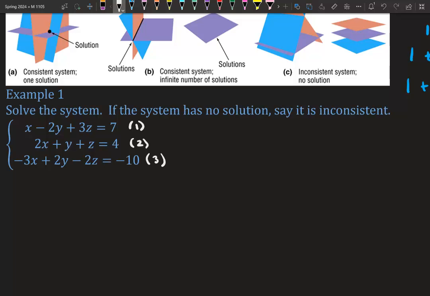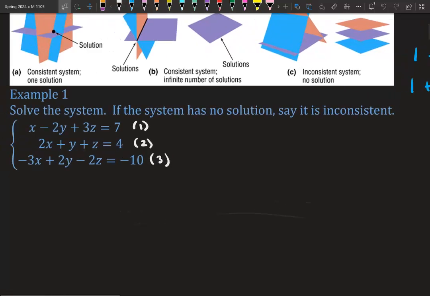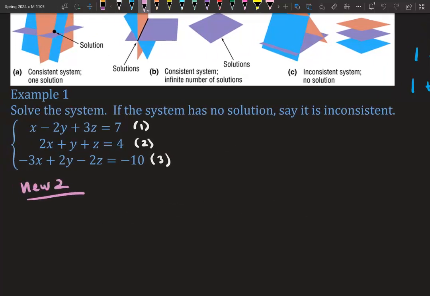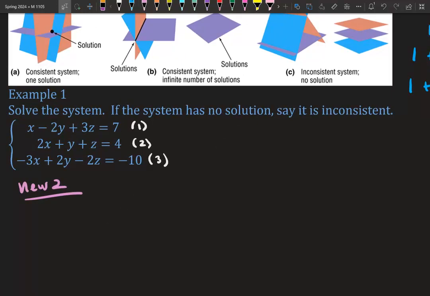Now we look at the variables. Equations 1, 2, 3 all have xyz, xyz, xyz. That's something that matters. I'll have an example when that doesn't happen to show you why that matters and what to do from there. So we need to find new 2. We find new 2 by adding 1 and 2. Equation 1 is x minus 2y plus 3z equals 7, and equation 2 is 2x plus y plus z equals 4.